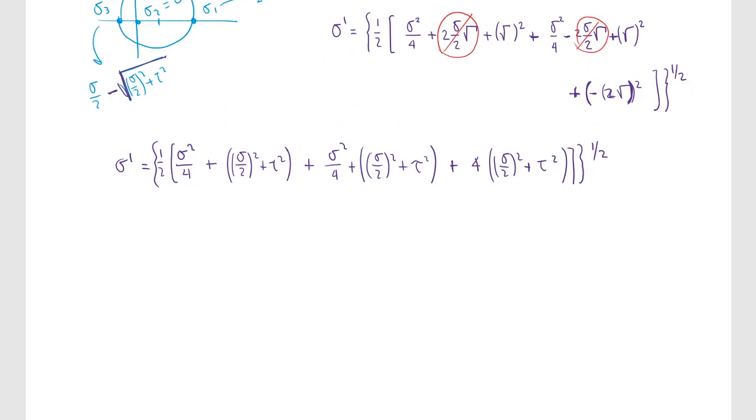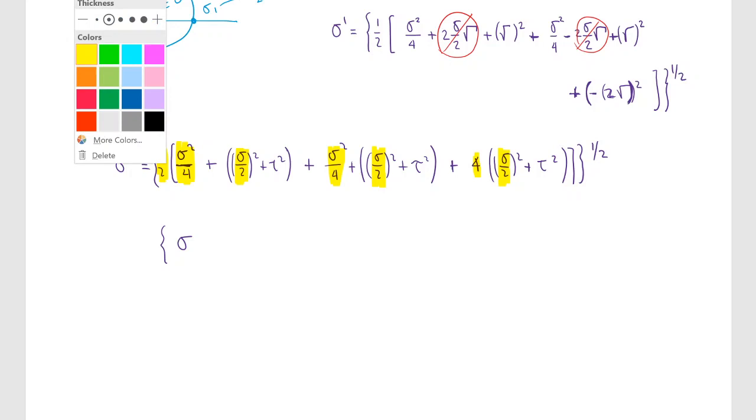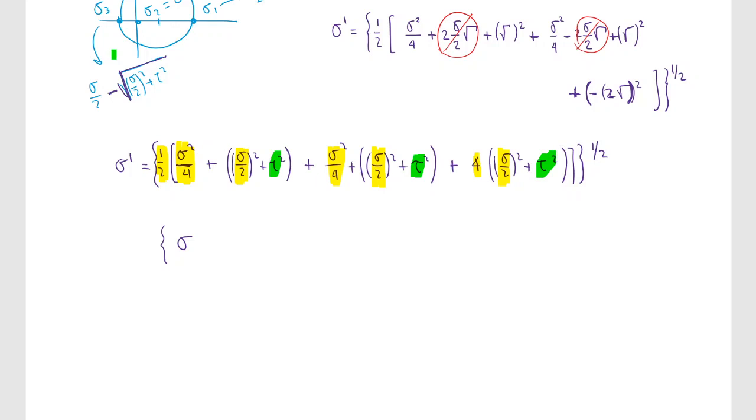So 1/4, we'll do the highlighter. 1/4 plus 1/4 plus 1/4 plus 1/4 of sigma squared, that's 1 sigma squared, and then 1/4 of sigma squared times 4, that's a 2 sigma divided by 1 half, or multiplied by 1 half. That's just a sigma. Okay. And then the other terms. So 1, 2 plus 4, that's 6, multiplied by 1 over 2. So that's 3. And this is to the 1 half. And that's the equation that I used before.